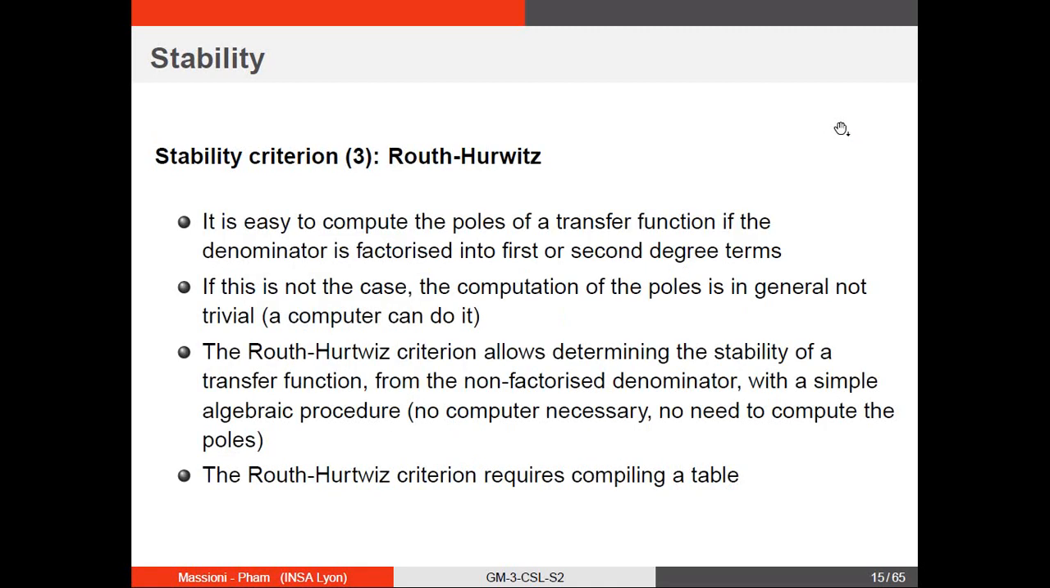Okay, so now let's move to another criterion, which is the most difficult criterion to know, and I would also say it is the last resort criterion, and it is taught in this class only for historical reasons, we would say. What is the purpose of this criterion, which is called the Routh-Hurwitz criterion? Well, let's look at the example over here.